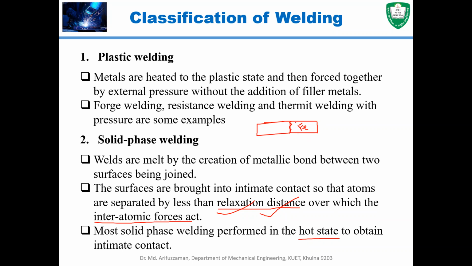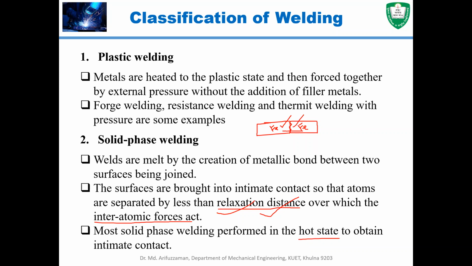When you bring these two iron pieces together at high temperature, the atoms vibrate at very high velocity. That means the atoms will have very high kinetic energy, and because of that, the atoms will be at such a close distance that the atom from this piece and the atom from that piece can both share their electrons, and those electrons can flow from this metal surface to that metal surface very easily. The distance at which this phenomenon occurs is called the relaxation distance.